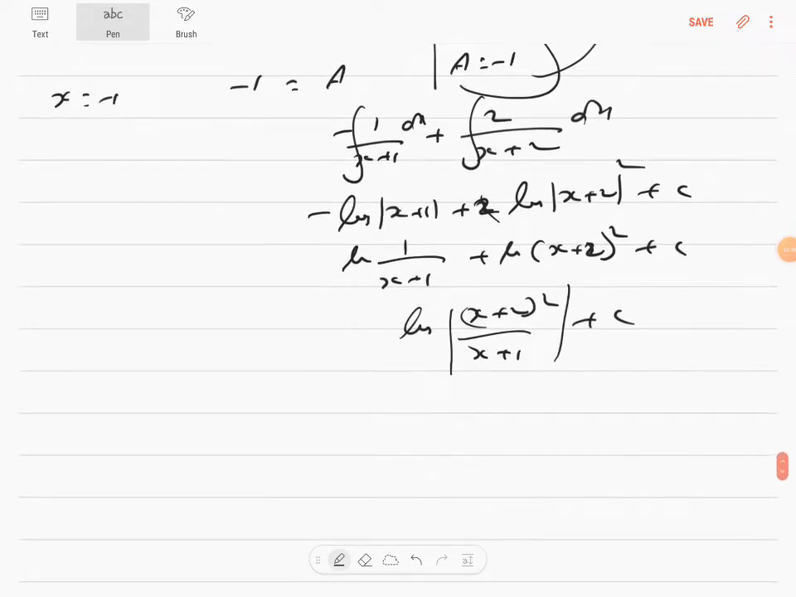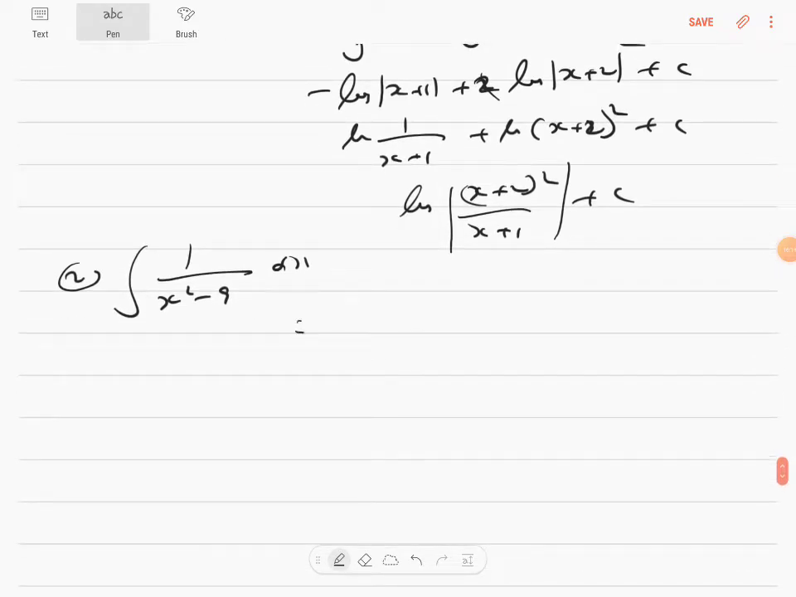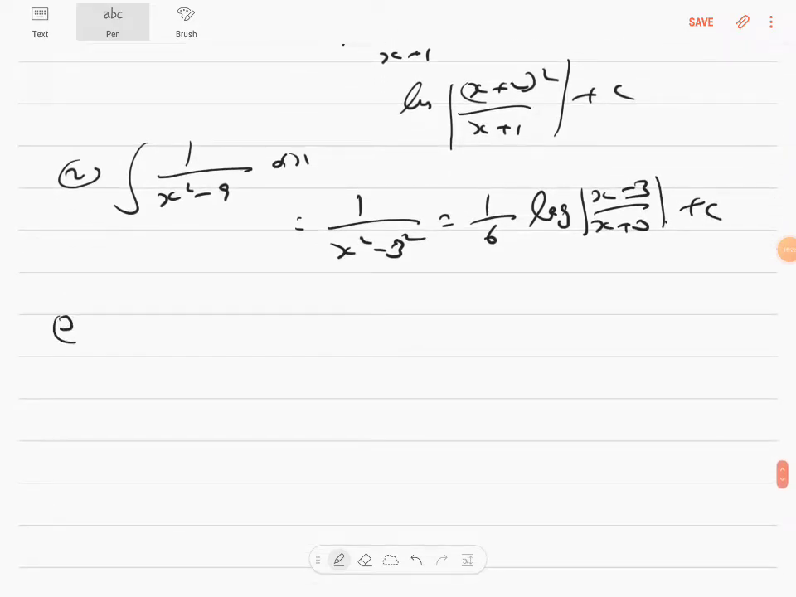Okay. So next sum is 1 by x square minus 9 into dx. It's a direct formula, you don't have to do it as partial fraction. It's 1 by x square minus a square, which is 1 by 2a into log of mod of x minus a by x plus a plus c. So let's go to third question, which is 3x minus 1 by x minus 1 into x minus 2 into x minus 3 into dx.